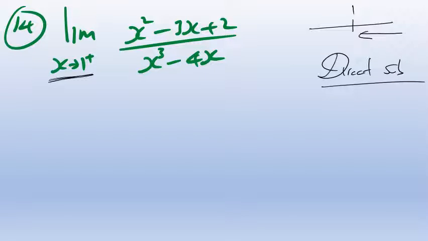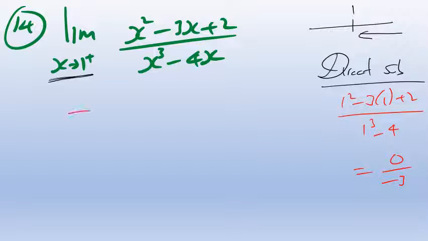What would you have in the numerator? You'd have 1 squared minus 3 into 1 plus 2, all over 1 cubed minus 4. So here we're going to get a 0 on the top, and the bottom we're going to get minus 3. What is 0 over minus 3? 0. Don't overthink it.